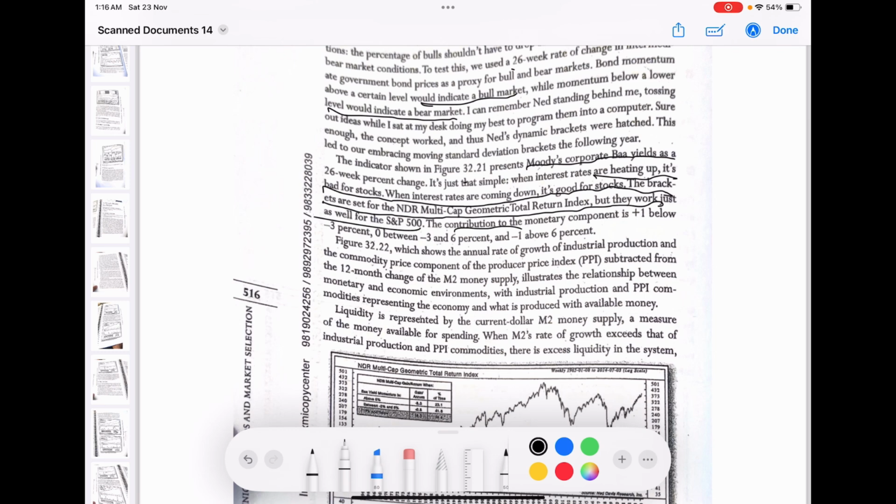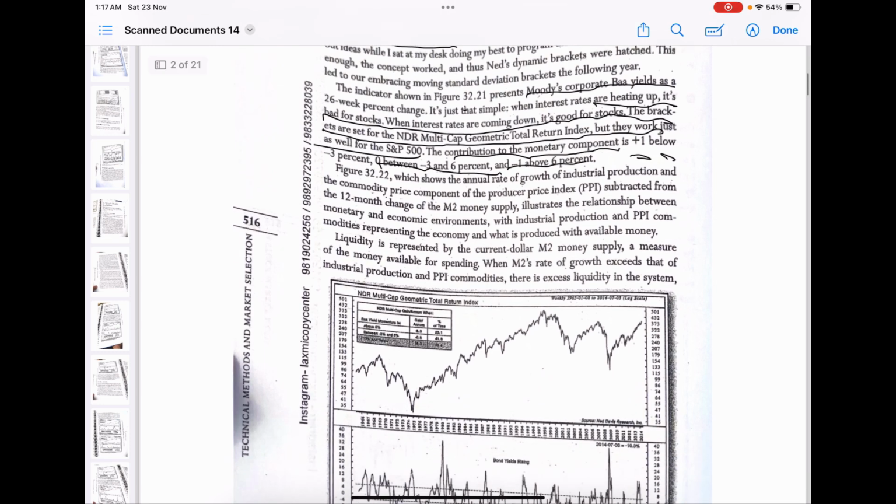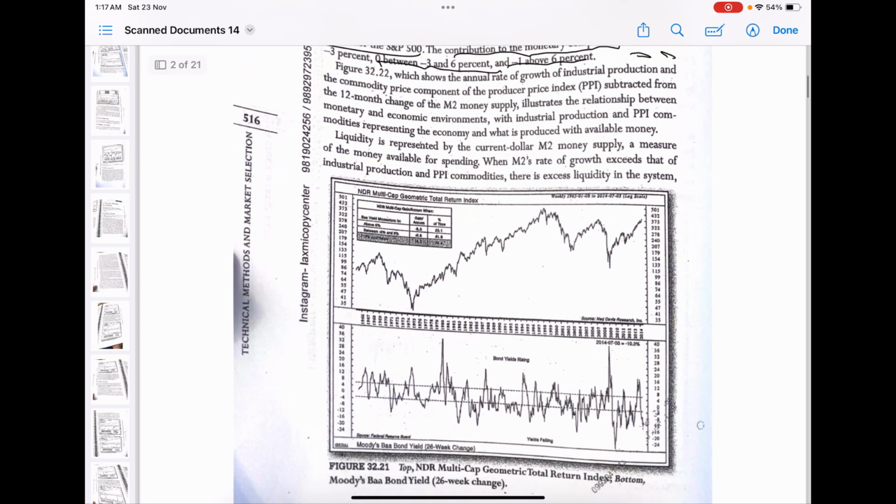The contribution of the Moody's corporate BAA yield is plus 1 below 3%, 0 between 3 and 6%, and minus 1 above 6%. So whenever the interest rate is above 6%, you know it's bad for stocks, so you give it a minus 1. Whenever it is below 3%, then you give it a plus 1, and if it's in the middle, then you give it a 0.